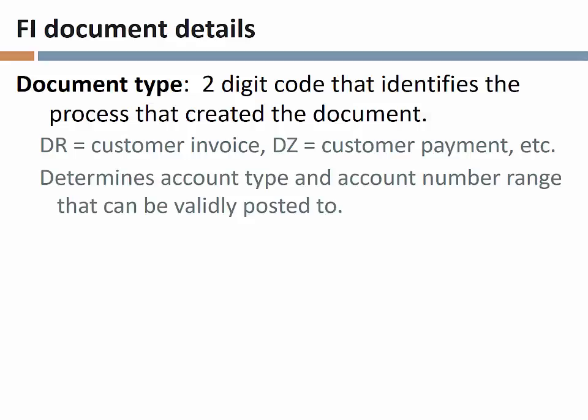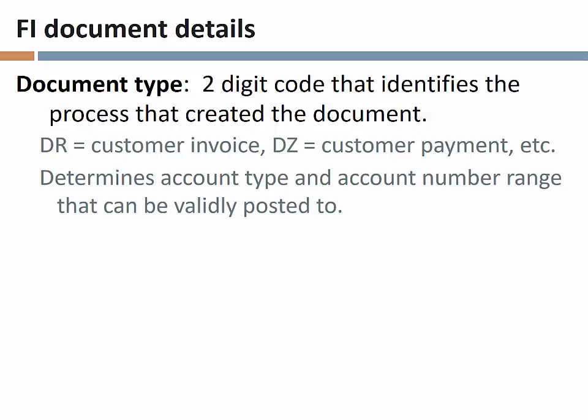These document types determine things like the account type and account number range that can be validly posted to. So as part of your configuration work, you went in and you said, okay, customer invoices are in this number range. And then you set up various kinds of account determinations and you set up reconciliation accounts. And so all of these things taken into account are going to be reflected in the document type that is assigned to a particular financial accounting document.